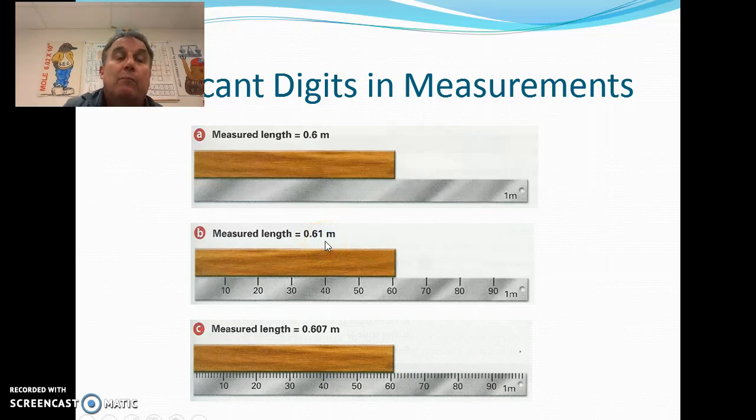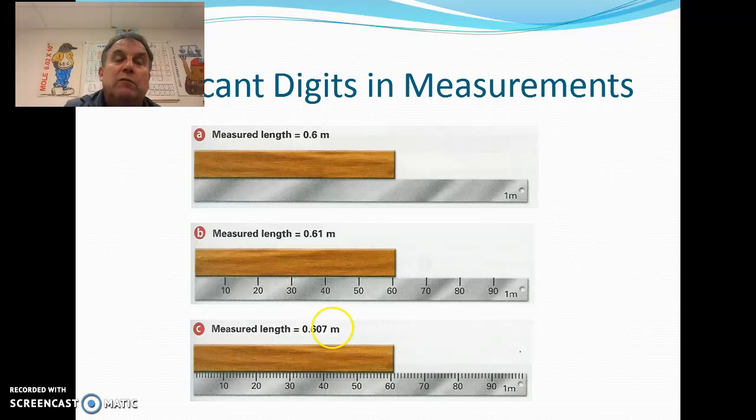And then if I have a ruler that has centimeter markings on it, I can see clearly, and I can know with certainty that it is less than the 0.61, and I estimate that it's a little more than halfway, so 0.607. The 0.60 is certain, and the 7 is the estimation. So there's 1, 2, 3 significant digits.